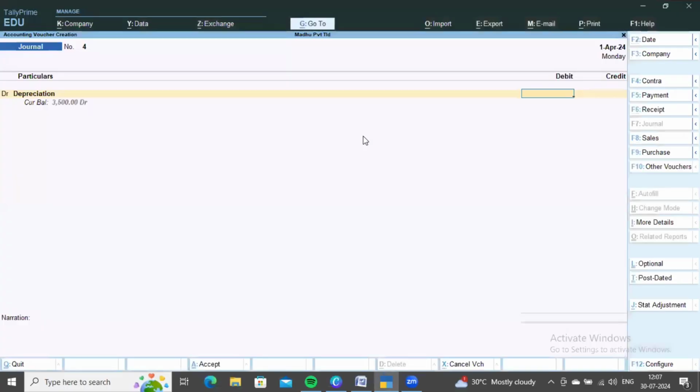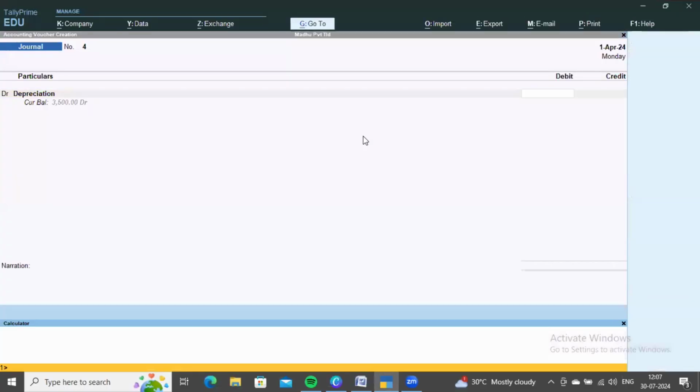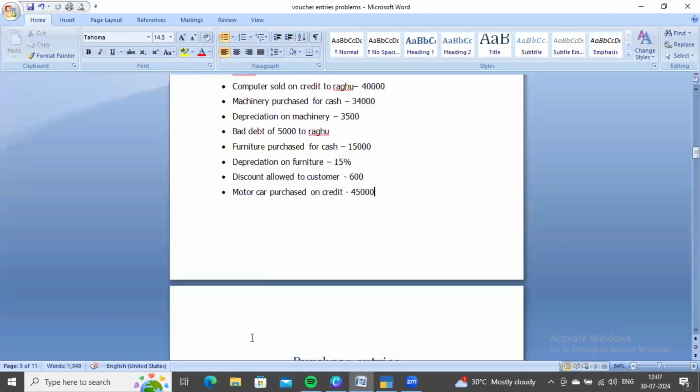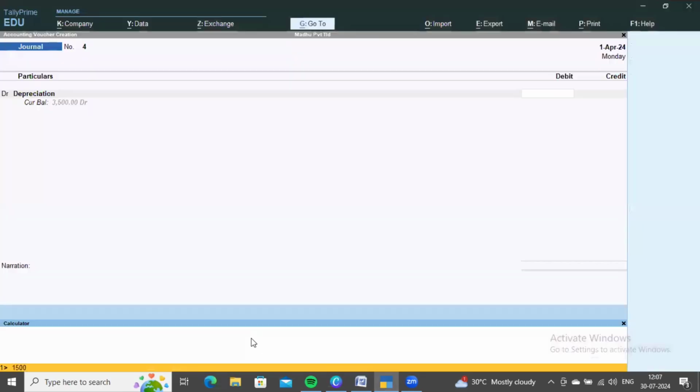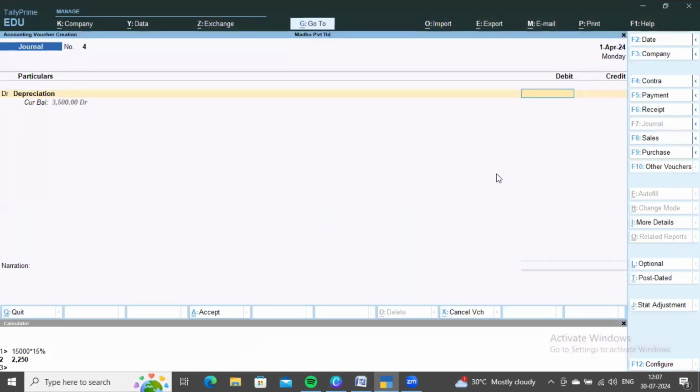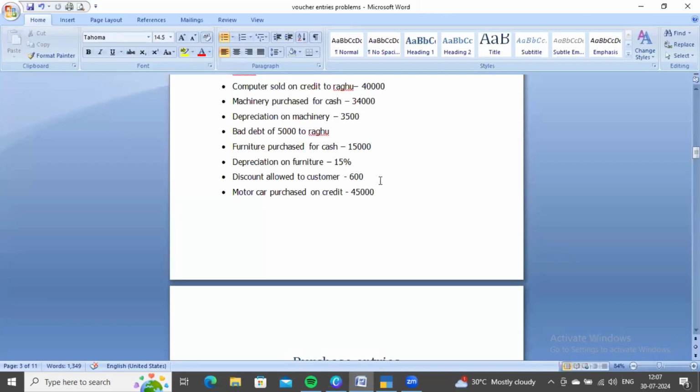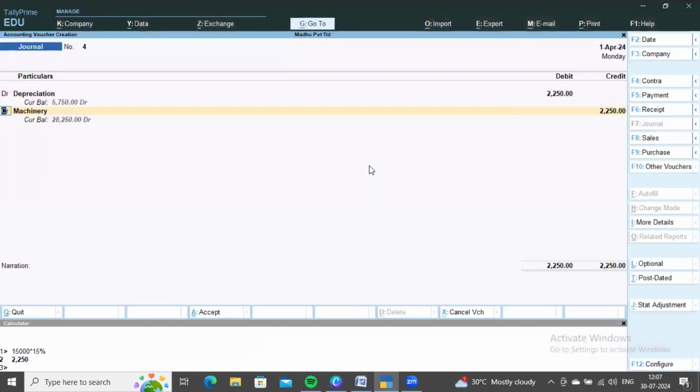So to calculate, press Ctrl plus N on your keyboard. The calculator appears on the screen. In that, calculate 15,000 into 15%. Here it is 2,250. The depreciation on furniture is 2,250. 2,250 to furniture.